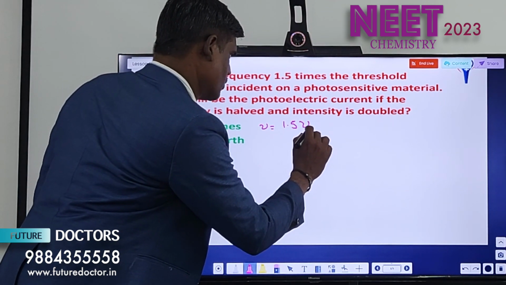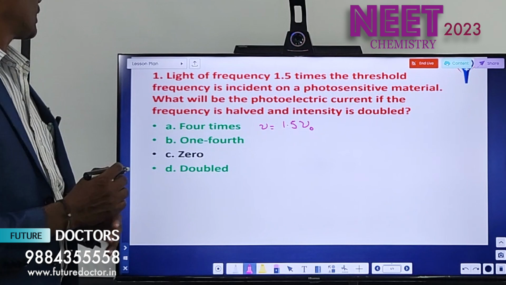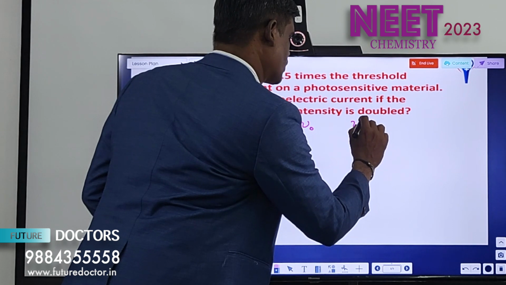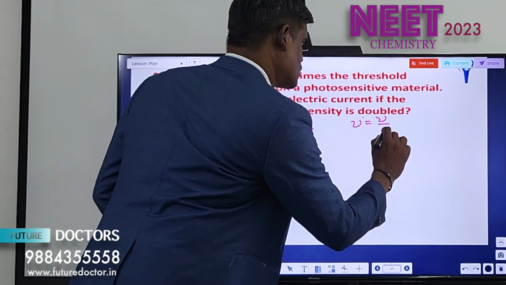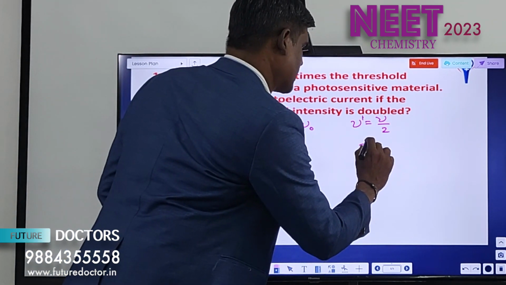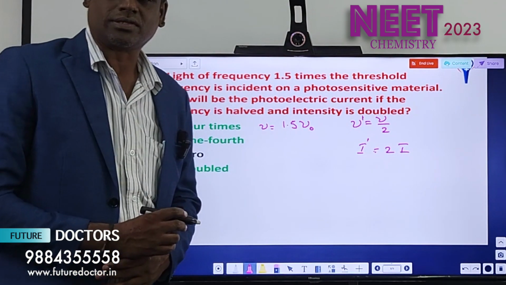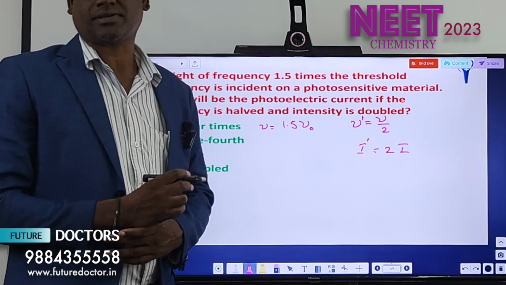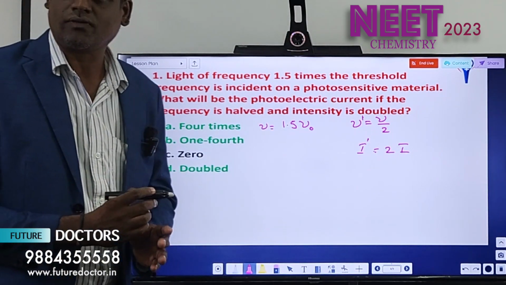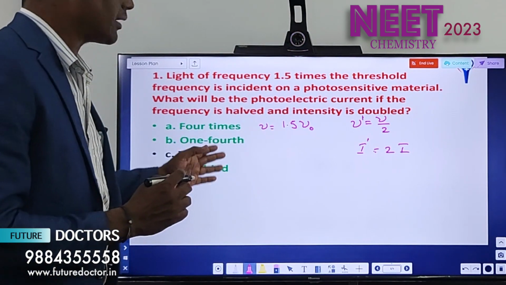1.5 times nu naught. What is nu naught? Nu naught is the threshold frequency. And what will be the photoelectric current if the frequency is halved? That is, nu dash equals nu by 2. And intensity is doubled, so intensity I dash equals 2 times that intensity. Emission of photoelectrons does not depend upon intensity here, it depends upon threshold frequency only. What is threshold frequency? Threshold frequency is the minimum frequency at which photoelectrons will be emitted or photoelectric current will flow.